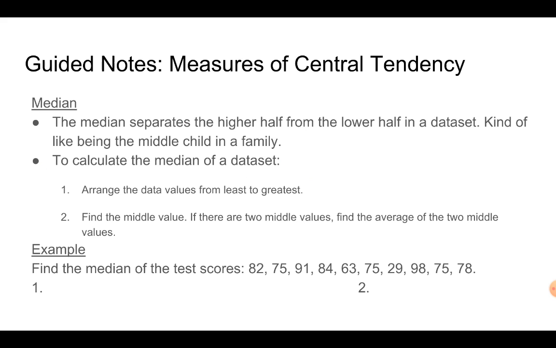So to find the median of any data set, you arrange the values in order from least to greatest, from smallest to largest. Then you find the middle value. If there are two middle values, you want to find the average of those two middle values. So if you find two middle values, you write those down, add them up, and then divide by 2, and that will be your new middle number.